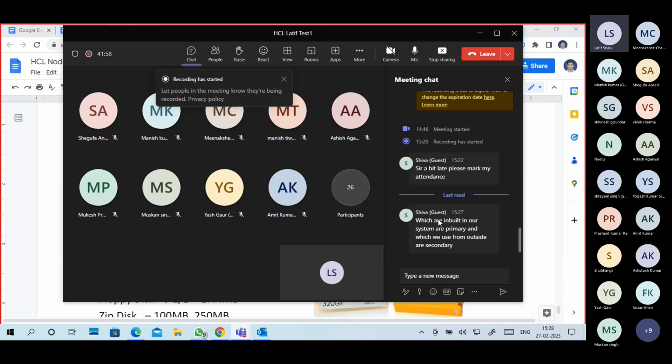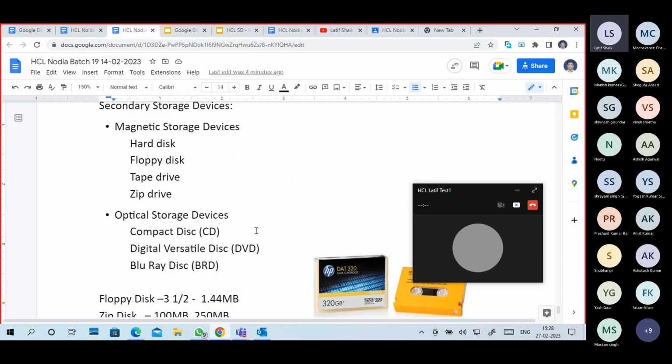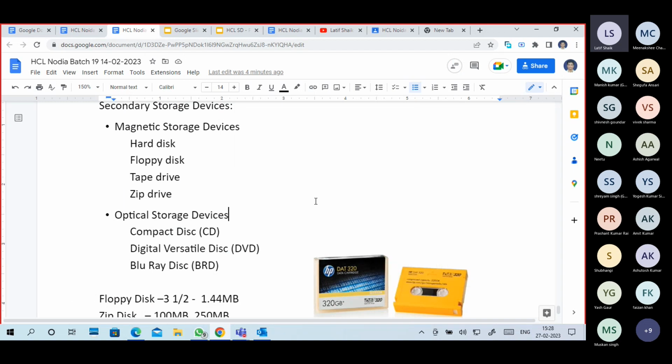No, don't say which are built in. Some people think the hard disk is also inside your system, so it is primary. No, it is not like that. Without RAM and ROM, you can't boot your system. That's the point. In secondary storage also we have two types, again magnetic and optical.